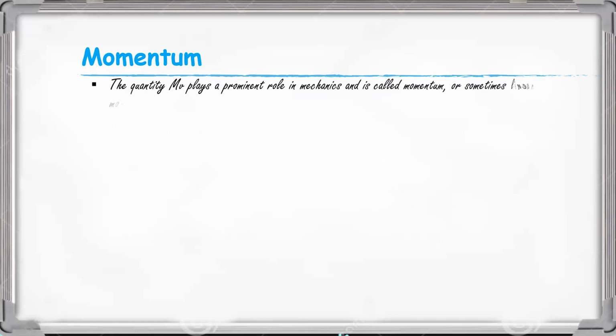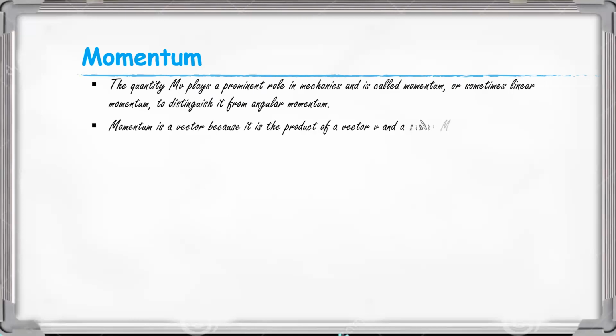The quantity mv plays a prominent role in mechanics and is called momentum, sometimes linear momentum, to distinguish it from angular momentum. So linear momentum is a product of mass and velocity. Momentum is a vector because it is a product of a vector v and a scalar m.